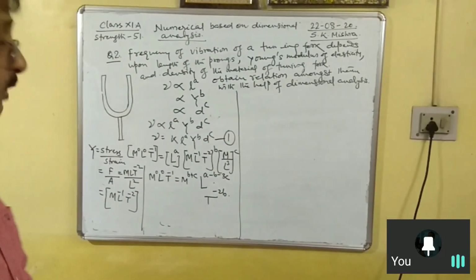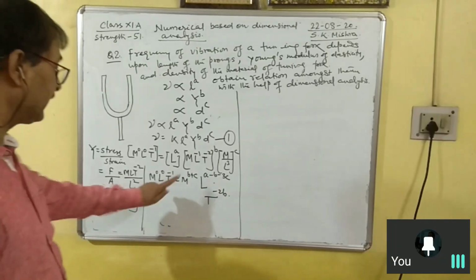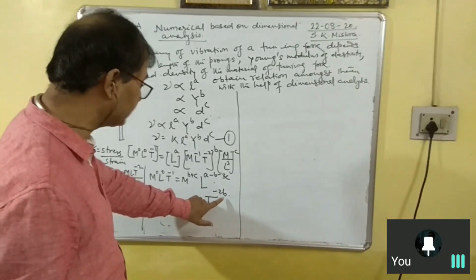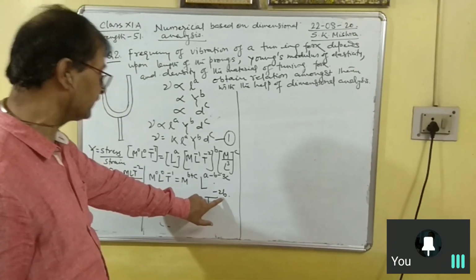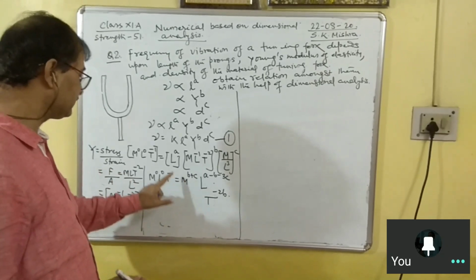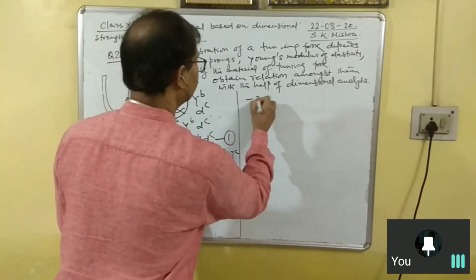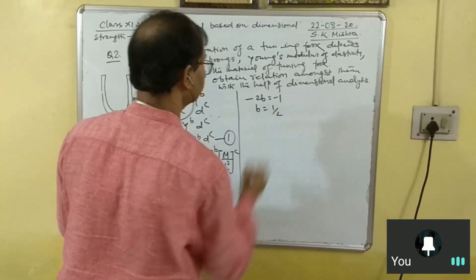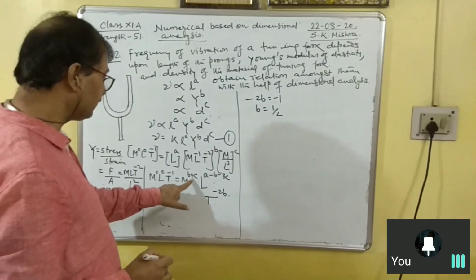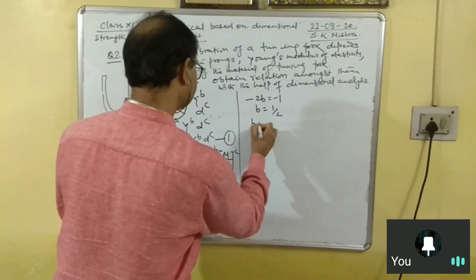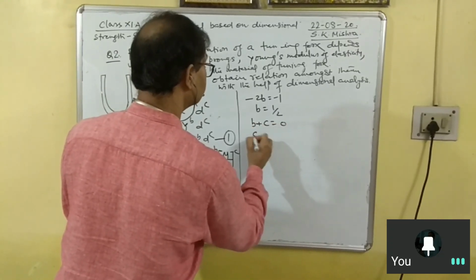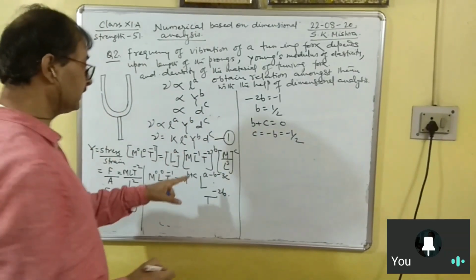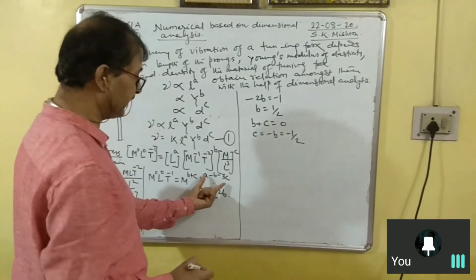Using the principle of homogeneity of dimension, we are equating the powers of equal bases. First of all, I would like to equate this one because this is a smaller one. So minus 2B is equal to minus 1. So what is B? It's 1 by 2. Now the second one is B plus C, which is 0. So C is equal to minus B, this is minus half.